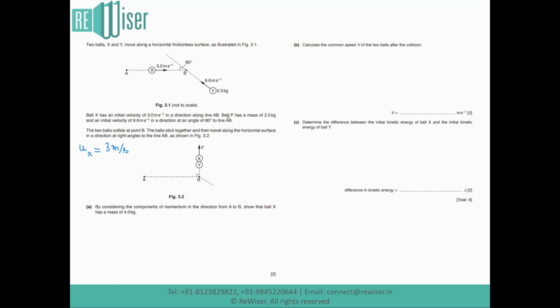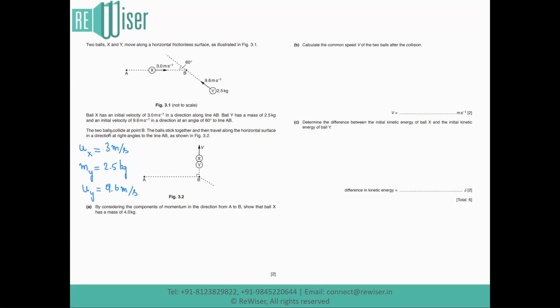Ball Y has a mass of 2.5 kg. So we have mass M of ball Y, which is 2.5 kilogram. And the initial velocity, let's call it Uy, is 9.6 meter per second. So here we already understand that this is a question which involves two-dimensional collision. So we will have to resolve the vectors, that is the velocities, into their components.